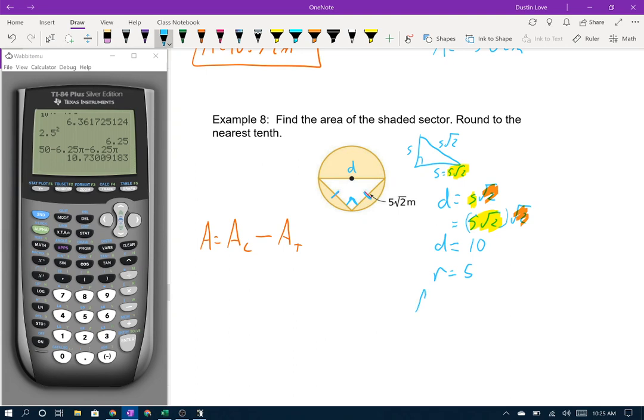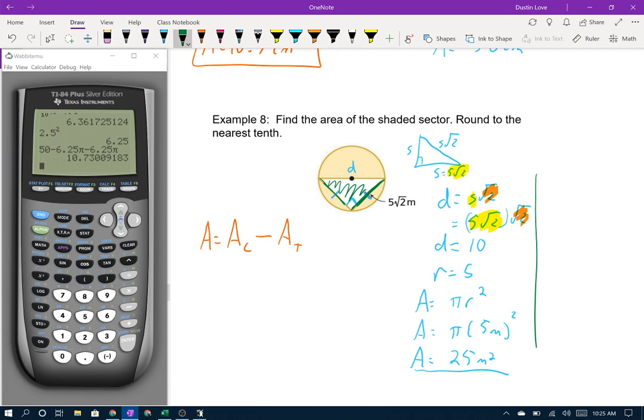So area of the circle, being pi r squared, is going to be pi times 5 meters squared. 5 squared is 25 meters squared. Great. Now let's do the area of our triangle. Since it's a right triangle, I can use this as my base, and this is my height.